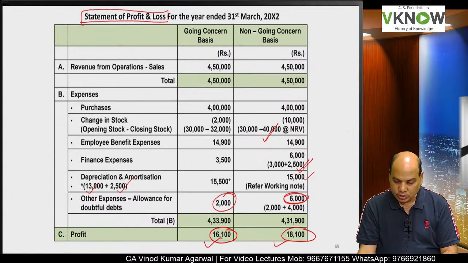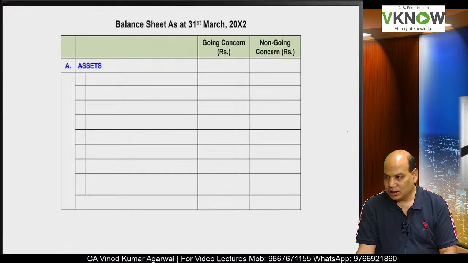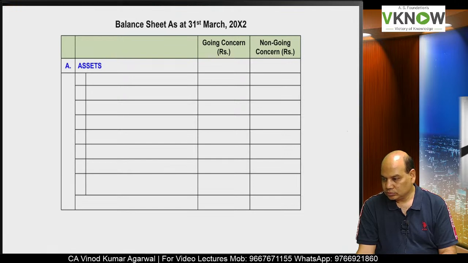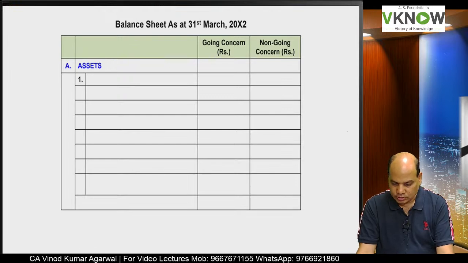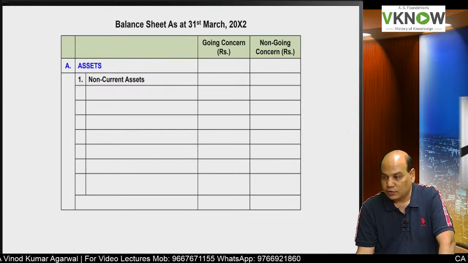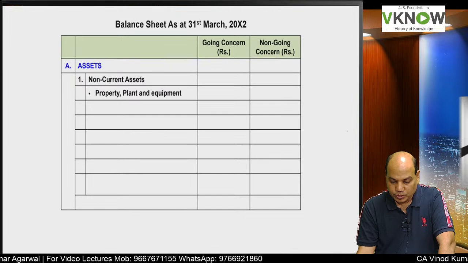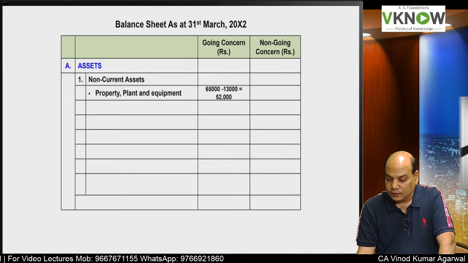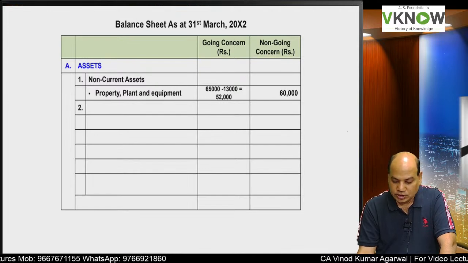So keeping that in mind, now we'll prepare the balance sheet. Write down two columns, going concern, not going concern. Start with the asset side. First, non-current asset. Presentation will not change even though it is not a going concern. So PP, anybody, first column. Yes, 65,000 minus 13,000, 52,000. Second column, 60,000.